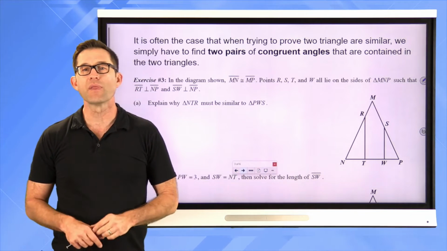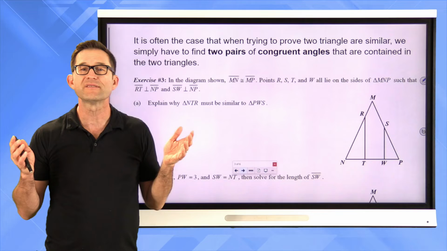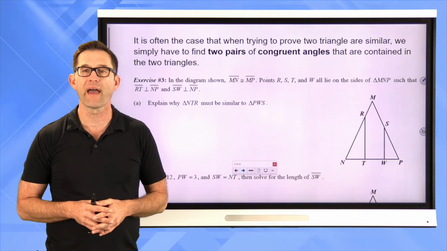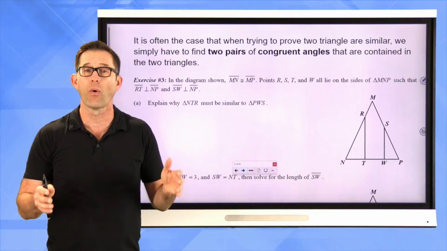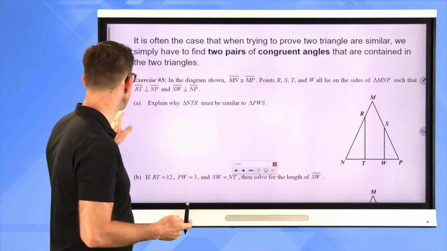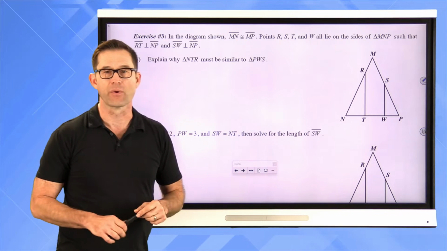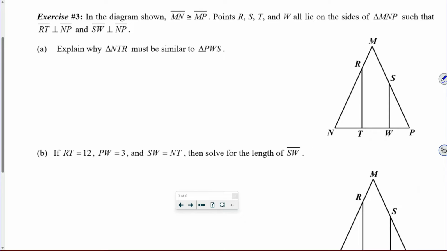Now, it is often the case when trying to prove two triangles are similar that we simply have to find two pairs of congruent angles contained in the two triangles, right? That whole angle-angle similarity idea. Let's take a look at exercise 3. In the diagram shown, segment MN is congruent to segment MP. Points R, S, T, and W all lie on the sides of triangle MNP, such that RT is perpendicular to NP and SW is perpendicular to NP. Letter A. Explain why triangle NTR must be similar to triangle PWS.